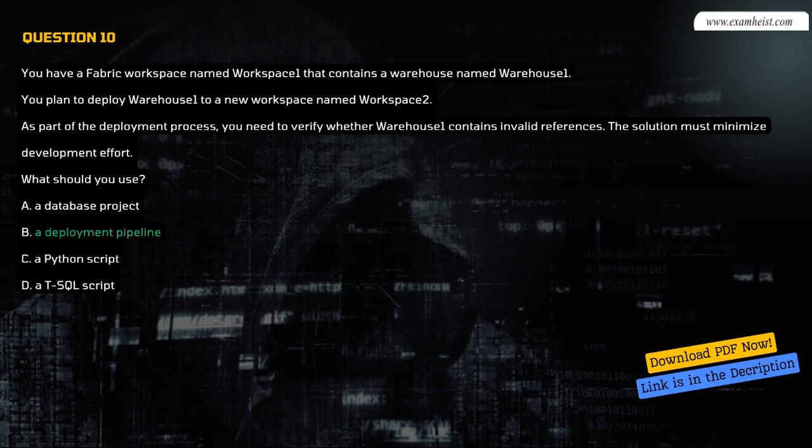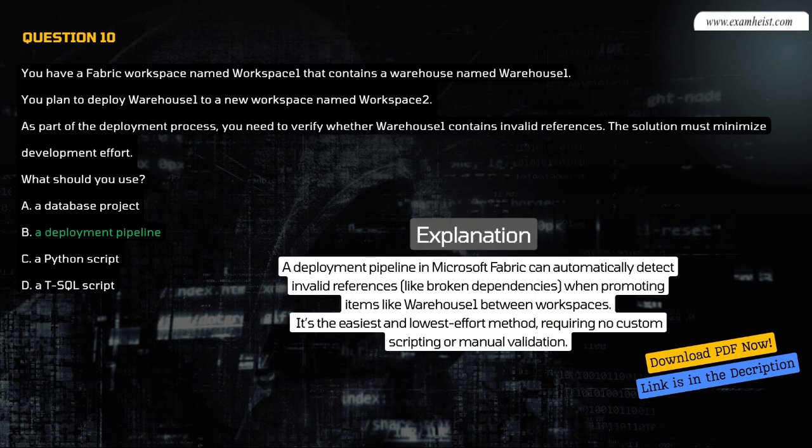A deployment pipeline. Explanation. A deployment pipeline in Microsoft Fabric can automatically detect invalid references, like broken dependencies, when promoting items like Warehouse 1 between workspaces. It's the easiest and lowest effort method, requiring no custom scripting or manual validation.